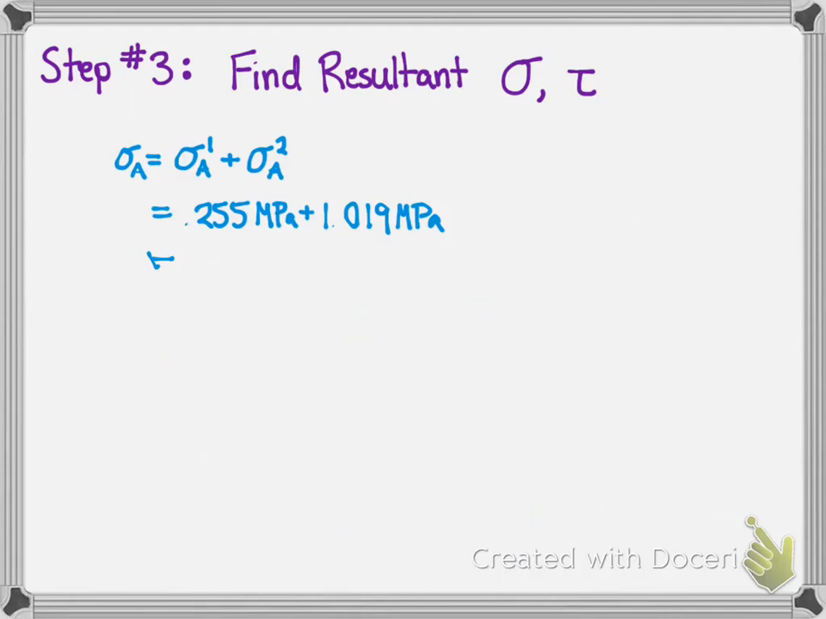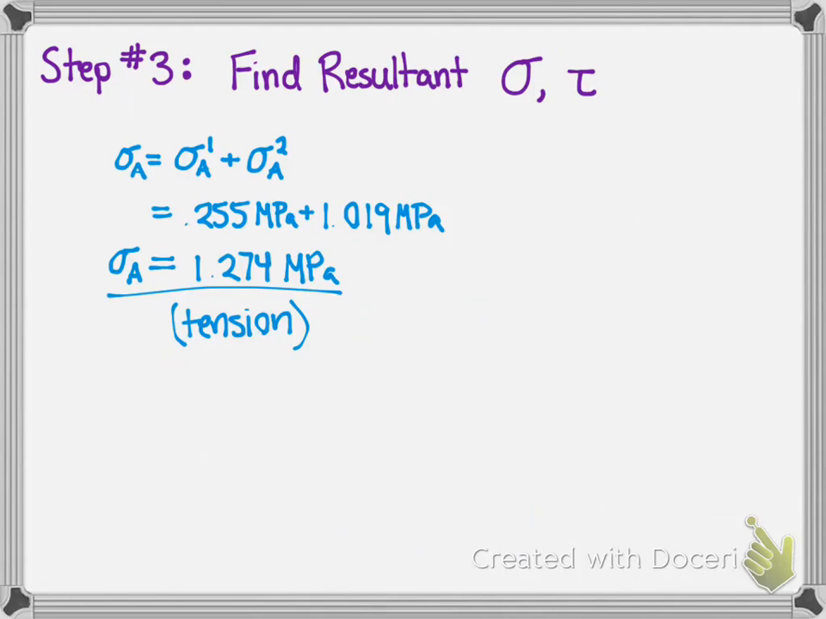And that gives us a final value for the normal stress at point A of 1.274 megapascals. And since both of these were in tension along the y-axis, I can add them together. If they were in opposite directions, I would have to subtract them instead. But there's our value for the normal stress at point A, and we're just going to write tension, just to be clear.